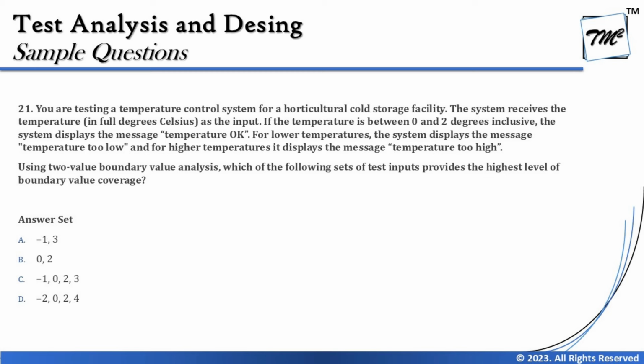The next question we have for you is 21. Here we are saying you are testing a temperature control system for a horticulture cold storage facility. The system receives the temperature in full degrees Celsius, so you don't have to consider decimals as the input. If the temperature is between 0 and 2 degrees, both inclusive, the system displays the message temperature OK. That means anything between and inclusive of 0 and 2, we get temperature OK. For any lower temperatures, the system displays the message temperature too low, and for any higher temperatures, it displays the message temperature too high. Using two-value boundary analysis, which of the following sets of test inputs provides the highest level of boundary value coverage? Highest level of boundary coverage.